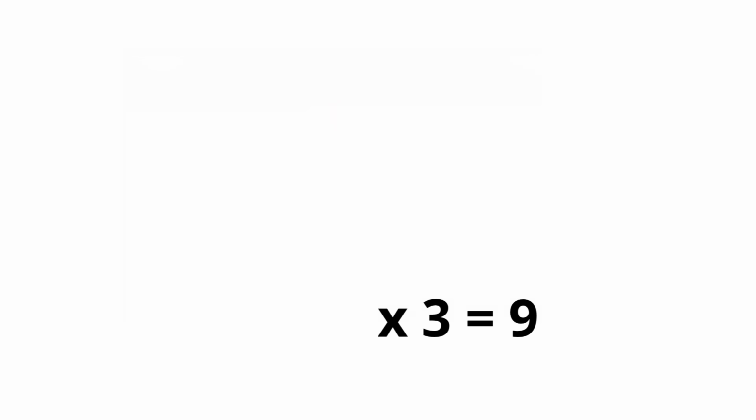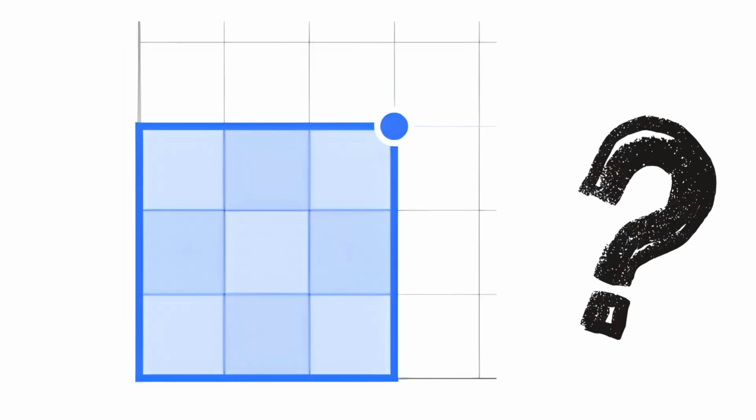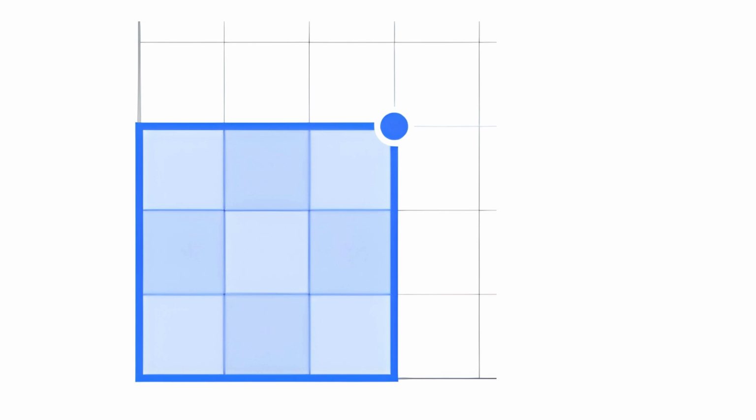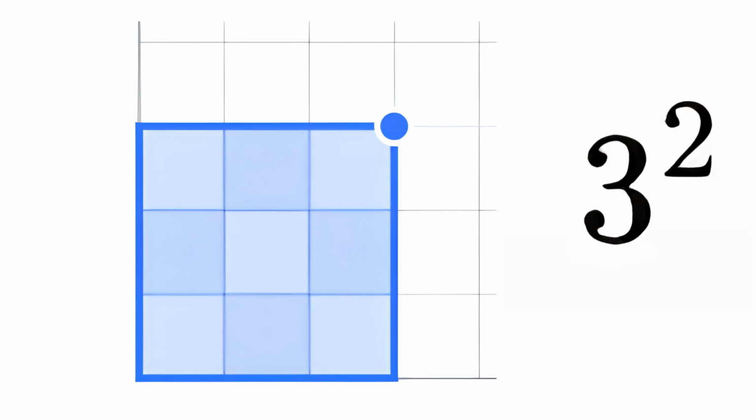Now, look at this grid. Which expression represents this grid? Remember to look at how many squares there are on each side. The correct answer is 3 squared, or 3 to the power of 2, represents 3 times 3, which equals 9.